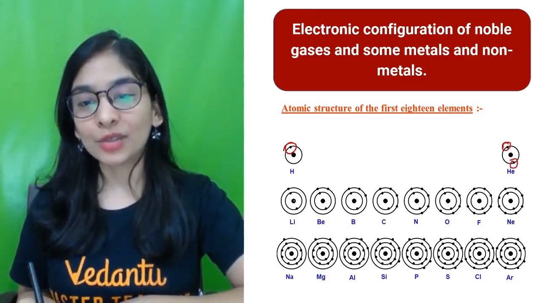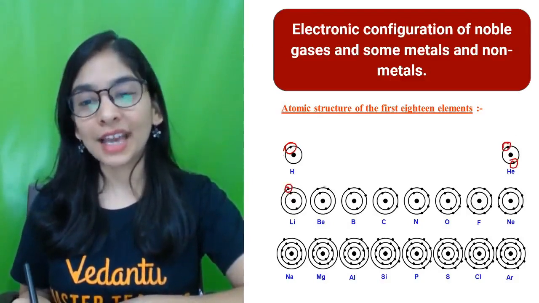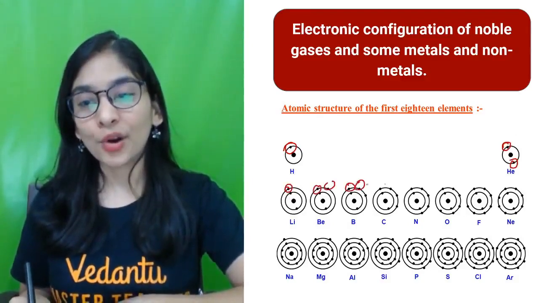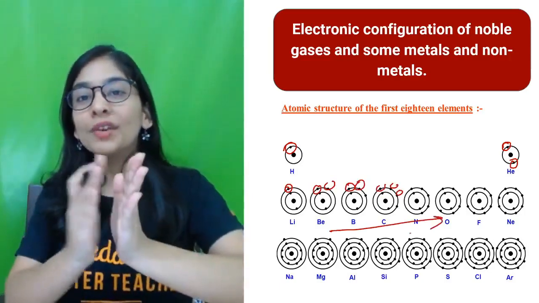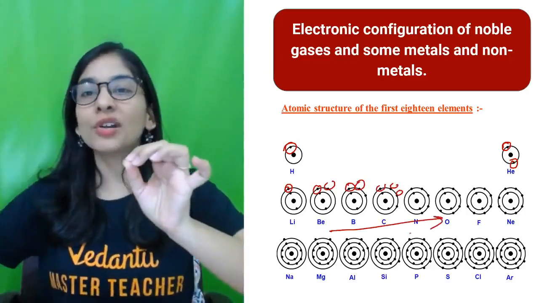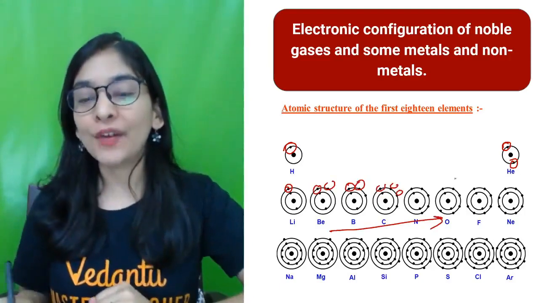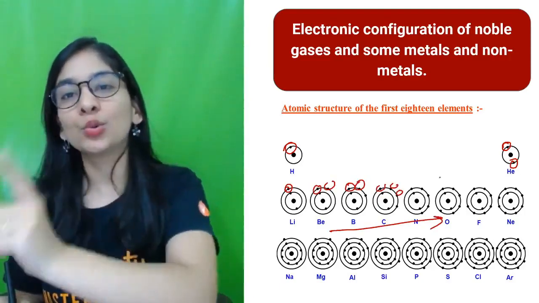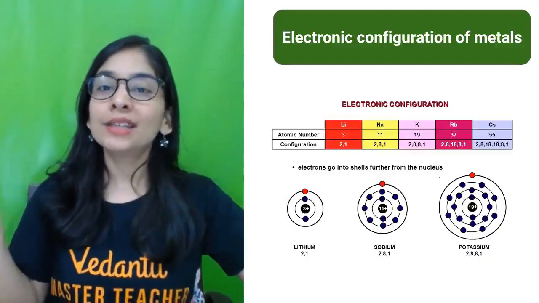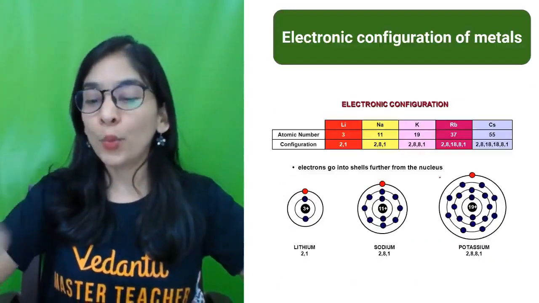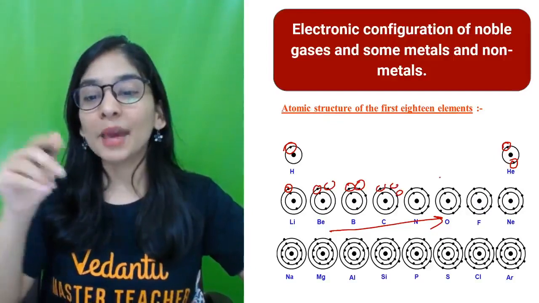And if I talk about lithium, 1 electron in the last shell, beryllium 2, boron 3, carbon 4. That means whenever I have to move in a period, a horizontal row, the number of valence electrons increases: 1, 2, 3, 4, 5, 6 and so on, right? That's what happens. Now what about the configuration of metals? Which ones among them are metals?